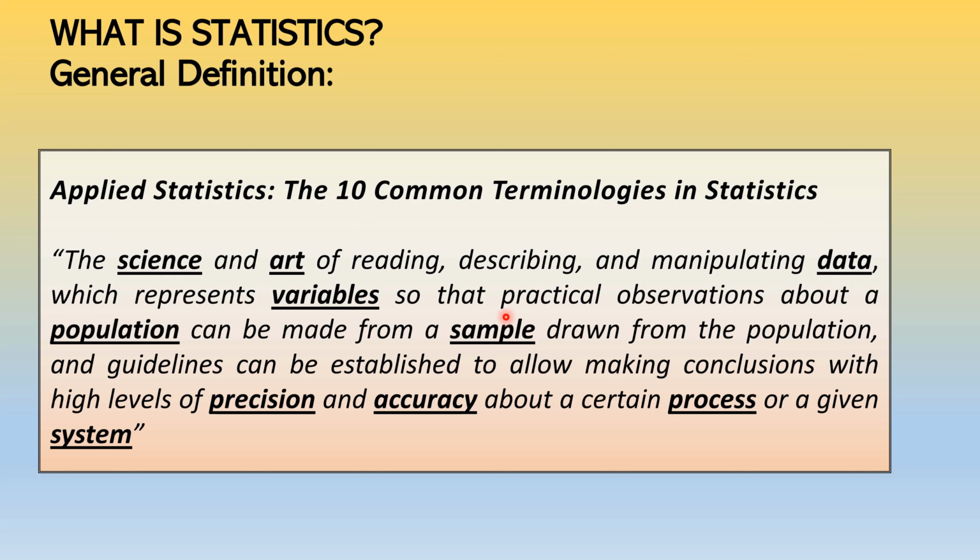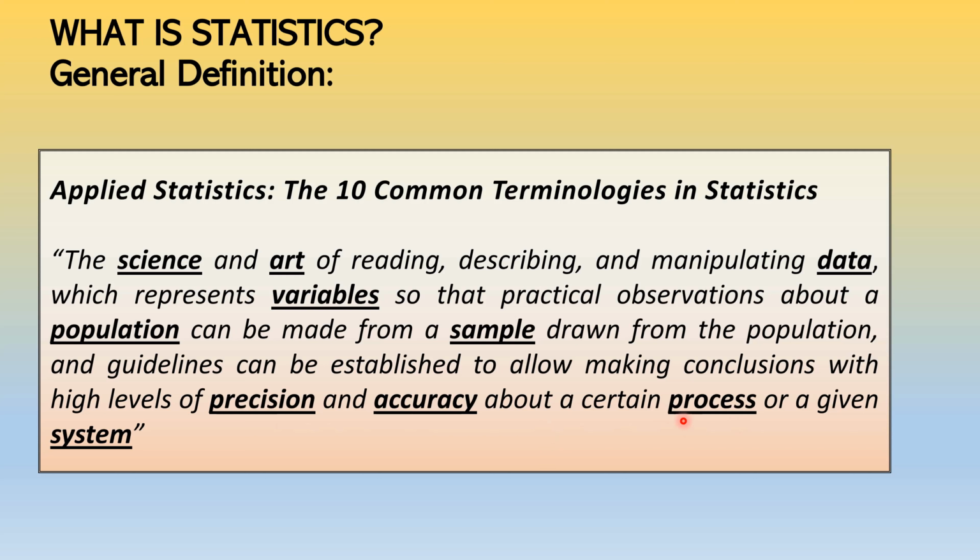The fourth term will be variables. What is variables? The next term, a population. What is a population? The next term is a sample. What is a sample? And the next term is precision versus accuracy. Are these two terms alike, describing the same thing, or is there a big difference between precision and accuracy? The next term is process versus system.